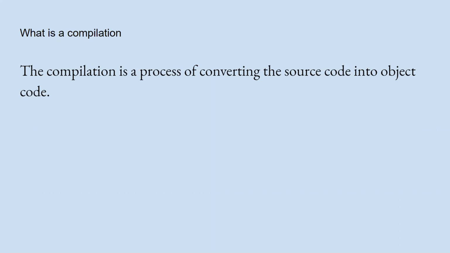The compiler first checks the source code for structural or semantic errors. And if it is error free, if it doesn't have any errors, then it is used to generate the object code. The C compiler takes the source code as an input and generates object code or machine code.